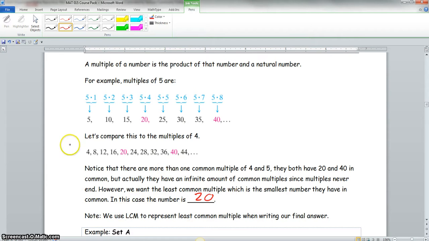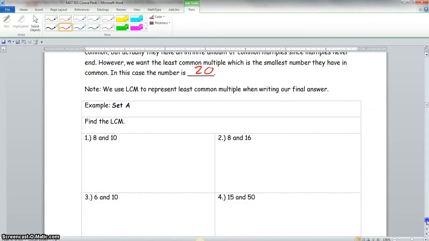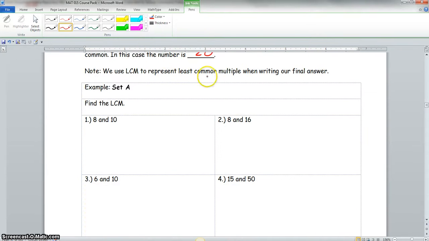Now, one other thing you need to know about least common multiple is this here. The least multiple of a number is the number itself. So, like here, the least multiple of 5 is 5, and the least multiple of 4 is 4. Okay, now it says, note, we use LCM to represent least common multiple when writing our final answer. So, we use the LCM, which is the abbreviation for least common multiple.